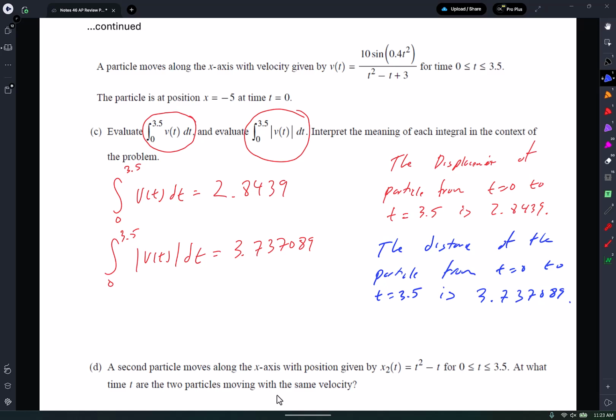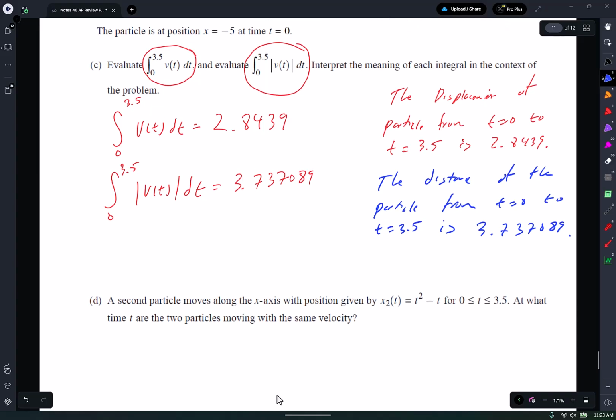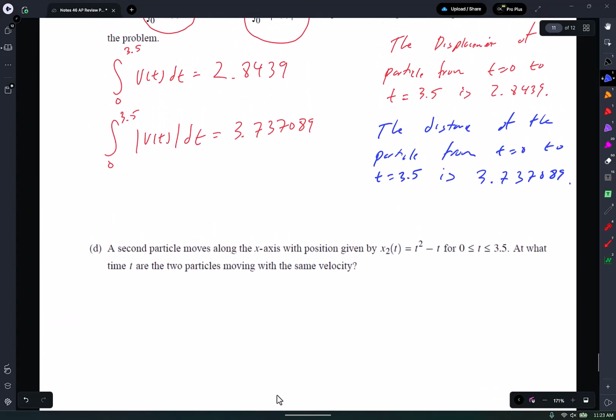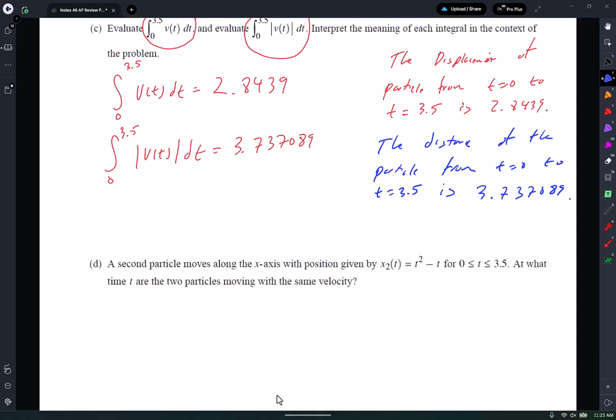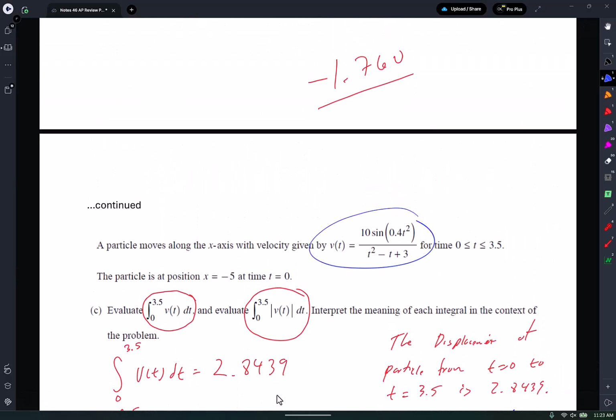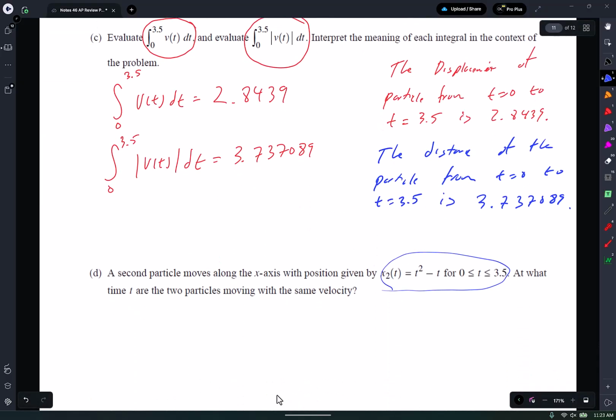All right, I know we're 2 minutes away, so let's just discuss this real quick. Just look at it. I didn't put a rubric here because I didn't have time. It says a second particle moves along the x-axis with position given by, at what time are the two particles moving with the same velocity? So you find the velocity equation by taking a derivative, and do I already have Y1? Yeah. And then I find where the velocities intersect. And at those moments, I have the same velocity. Does that make sense, guys?